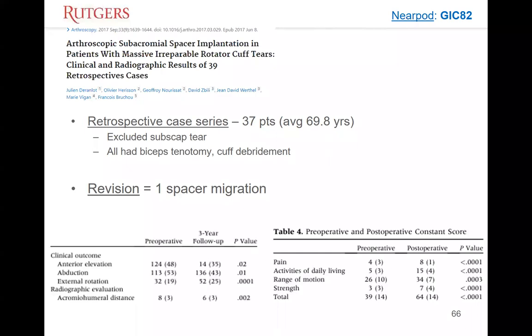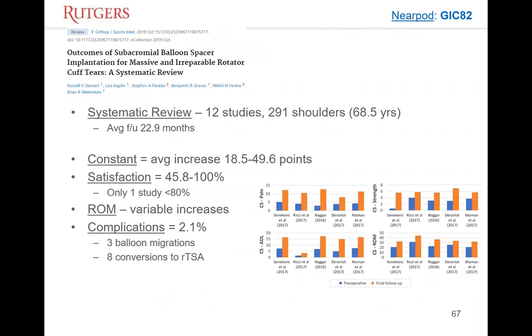Similar to the last series, this one showed that this can be a safe procedure with modest improvements in function and pain. However, it's still unclear how much of that comes from the spacer and how much comes from the biceps tenotomy. Again, it does not appear that the actual spacer effect is maintained at the final follow-up, as evidenced by the decrease in acromiohumeral distance.